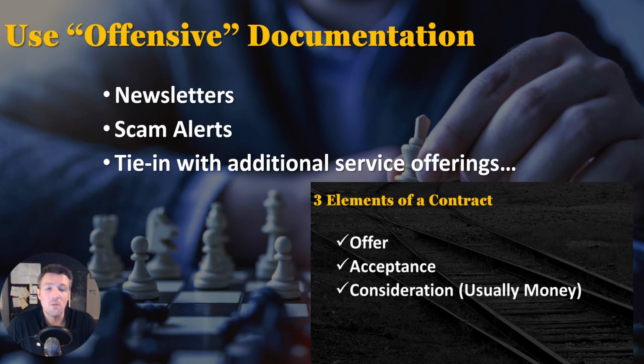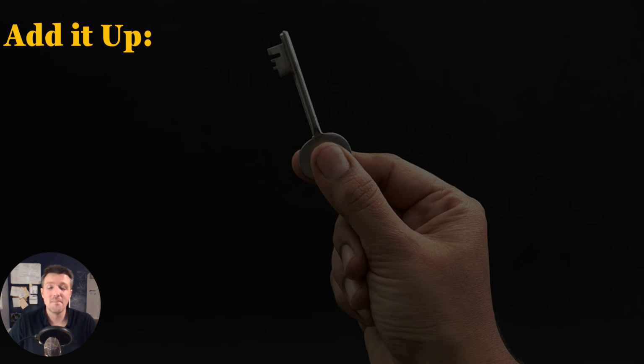What are you really doing here? We're going back to the 3 elements of a contract: offer, acceptance, consideration, usually for money. Now, once again, you're saying, hey, judge or jury, I told them this was a problem. I even offered to help them fix it, and they still didn't come to me. I mean, what else was I supposed to do? So what happens when you add all of this up?